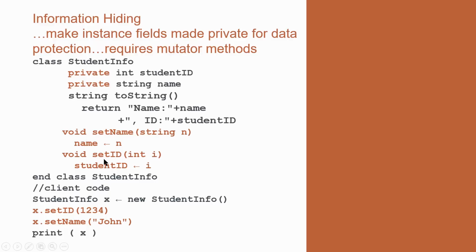Typically use the word set to preface the name of this method. And down here you can see how it's used. Instead of saying x.studentID gets 1234, you have to say x.setID 1234, and the same thing with setName. You still print it and get the basic results.